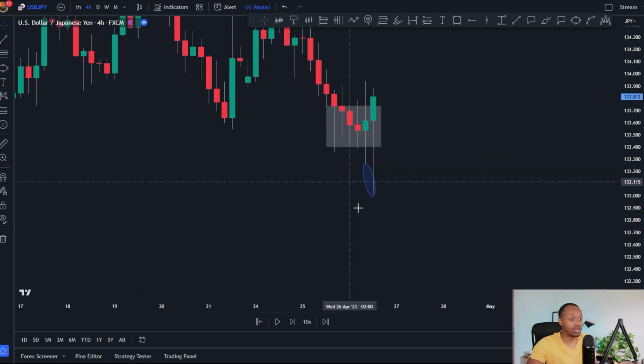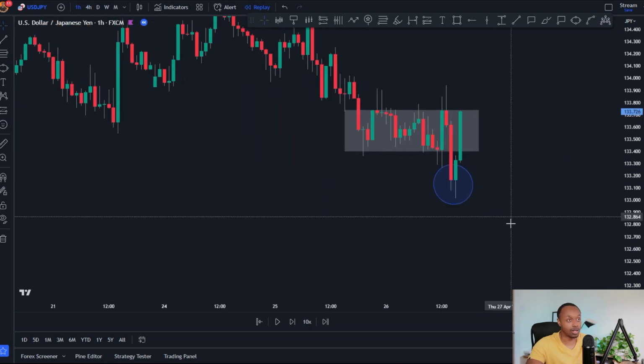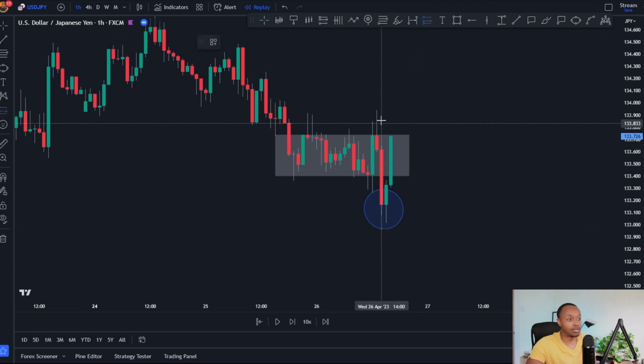And the four-hour time frame is leaving us a big wick to the upside. So that told me that, okay, this push to the downside was most likely fake, and we're going to use that liquidity to start pushing to the upside. So I entered on this candle here.